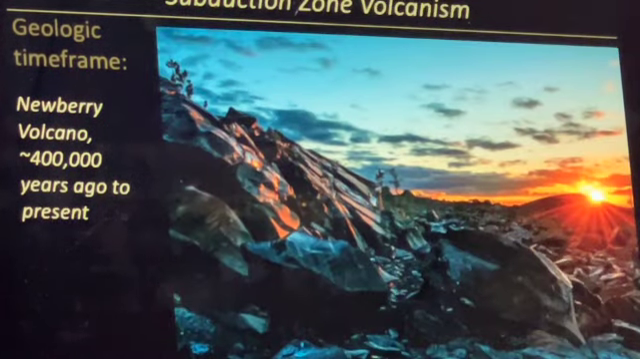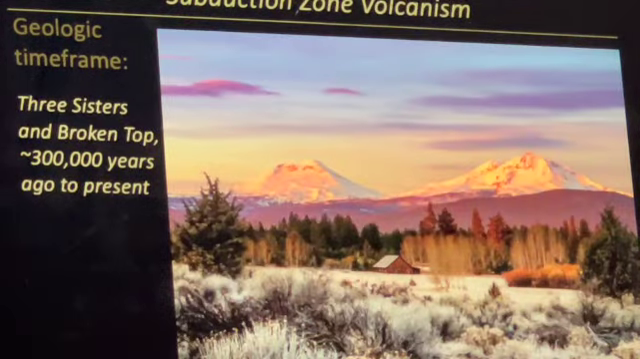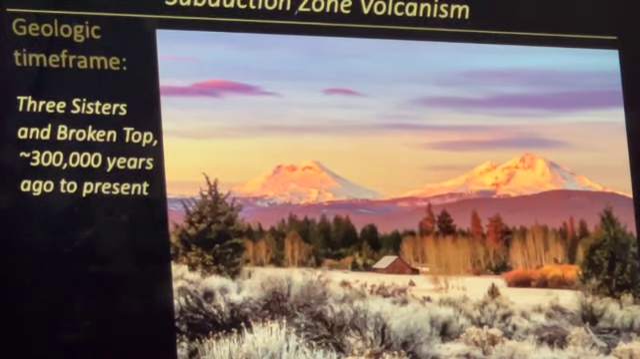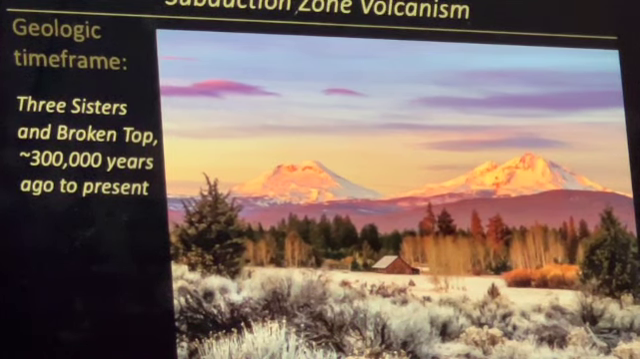And then here's another picture of Newberry. This is the big obsidian flow, just a gorgeous sunset picture. That's the 1,300-year-old lava flow at Newberry. And then the Three Sisters, just a great picture of snow-covered volcanoes, and Broken Top. These range in age from about 300,000 years ago to the present.